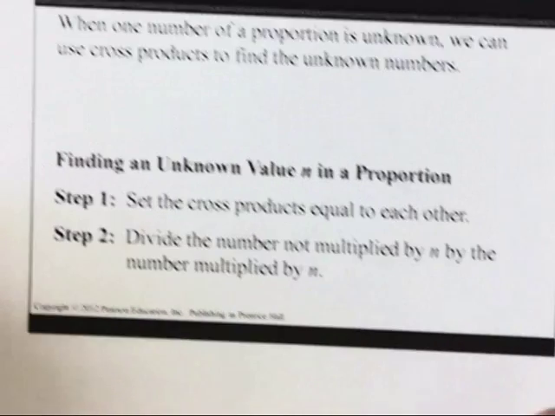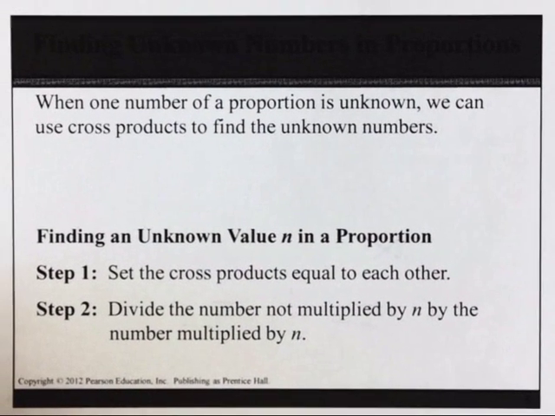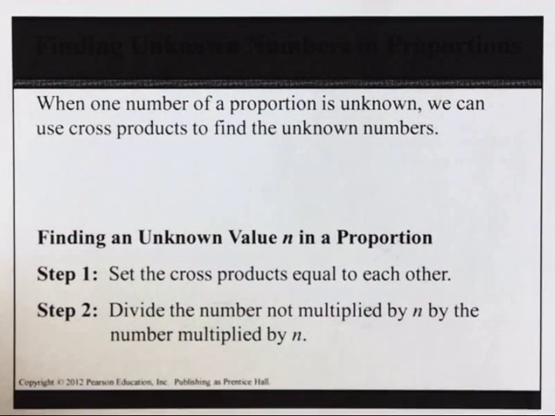One of the main ideas in this section is solving for proportions, and we're going to use this quite a bit in the coming sections. Oftentimes if we have a proportion, one of the four numbers will be missing, unknown, and we want to take steps to find out what that is. So to solve for an unknown value in a proportion, we can once again use the cross products, set the cross products equal to each other as the first step, and then divide the number not multiplied by n by the number multiplied times n.